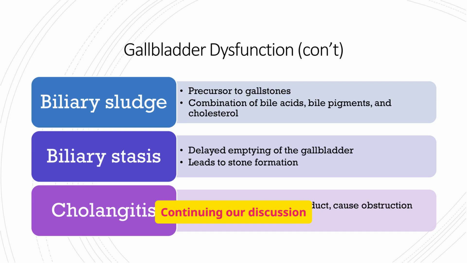Continuing our discussion on gallbladder dysfunction, let's consider biliary sludge, a precursor to gallstones. Biliary stasis, or delayed emptying of the gallbladder, also contributes to stone formation. Finally, cholangitis occurs when gallstones obstruct the cystic duct, leading to inflammation.